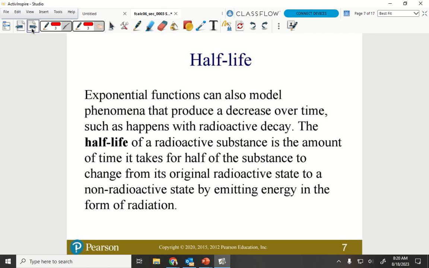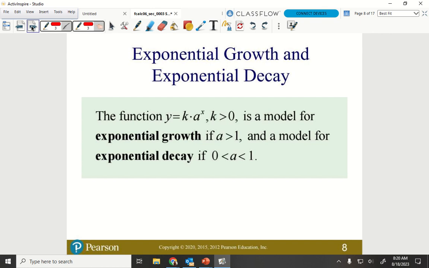Okay, and there is a model for that: exponential growth and decay. The function y equals k times a to the x, where k is greater than 0, is a model for exponential growth when a is greater than 1. A model for exponential decay is when a is less than 1 but greater than 0. Less than 1 and greater than 0. That's important.